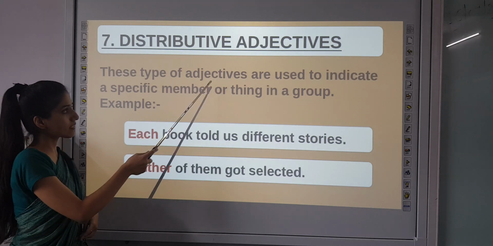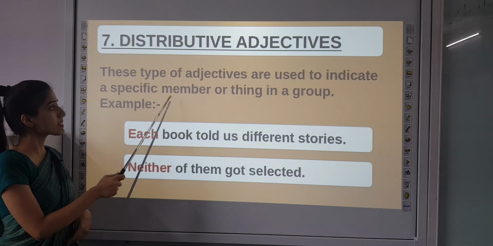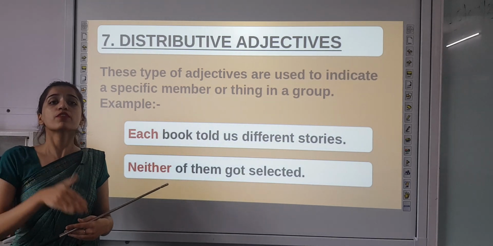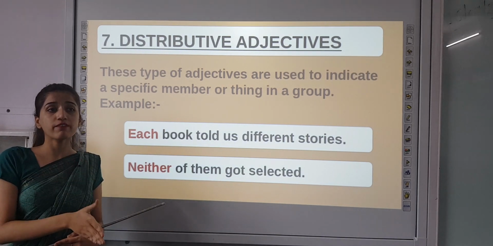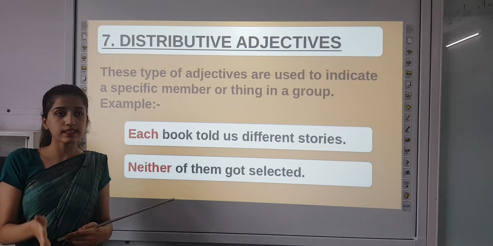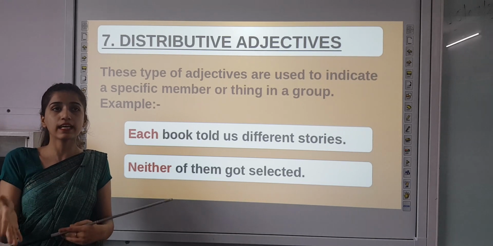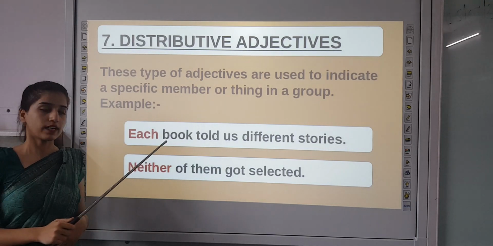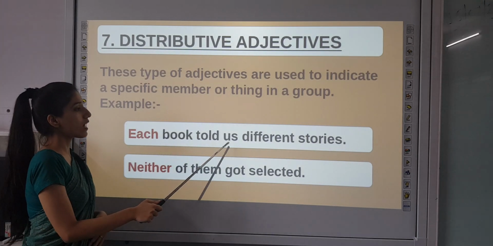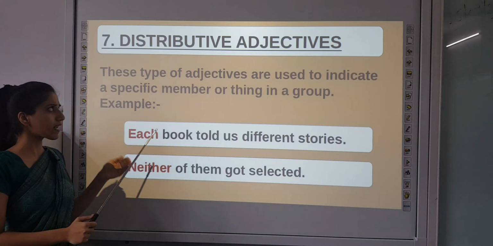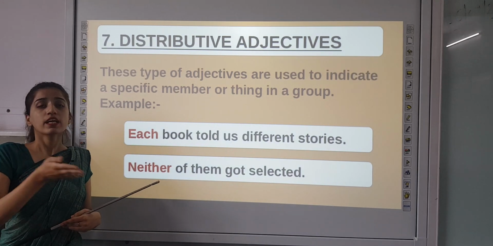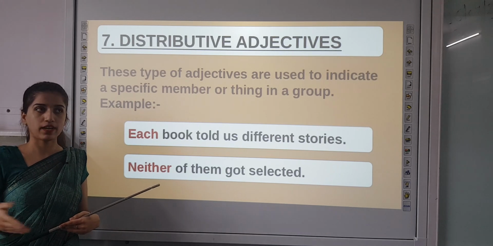These types of adjectives are used to indicate a specific member or a thing in a group. This type of adjective is used when we are describing every single person or thing separately or in a group, then we will be using distributive adjectives. Each book told us different stories. So for example, distributive adjectives are like each, every, either, neither, etc.